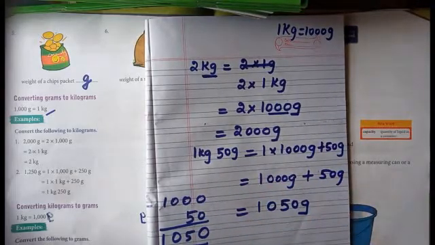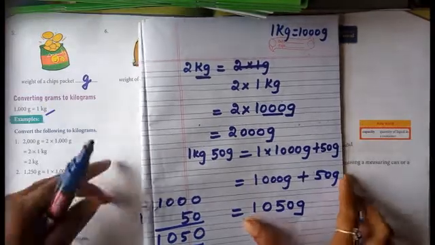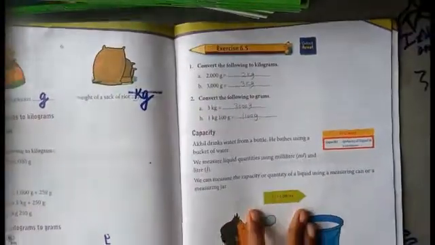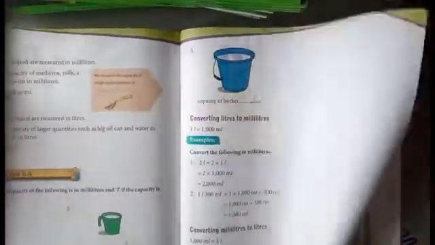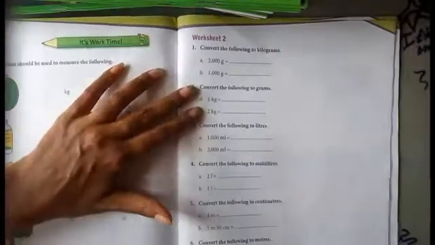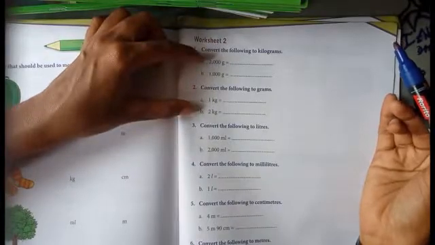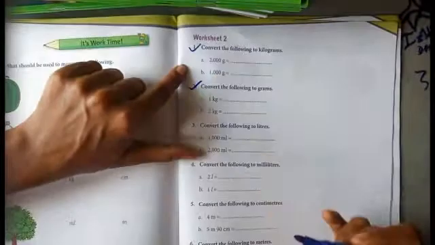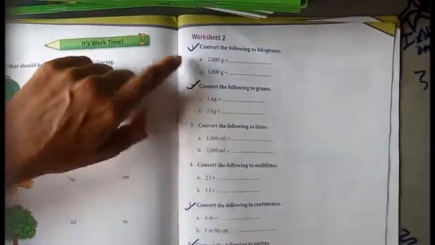Okay, understood? So today I am giving only this one. You have to learn. So totally we learned meter, centimeter, and kilograms and grams. In the next class we will see liter and milliliter. That also very easy. So you have to do the worksheet. This worksheet 2, first one, second one, and fifth one and sixth one you have to do.